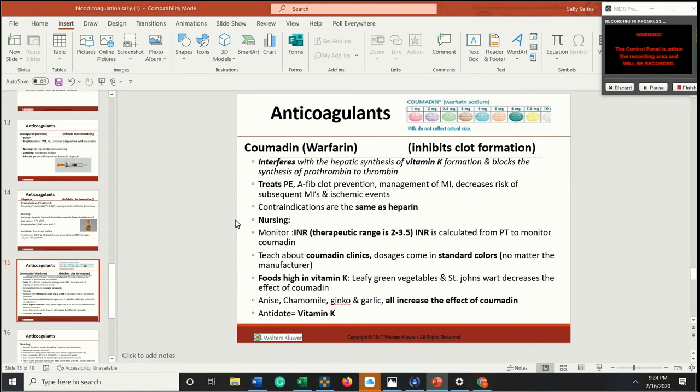Also, anise, chamomile, ginkgo, and garlic all increase the effect of Coumadin, and these are actually very common. A lot of people will drink chamomile tea. They have ginkgo and anise as a supplement that are in lots of multivitamins, and a lot of people eat garlic because garlic is good. Garlic is also good for your blood, good for your heart. So they're very restricted.